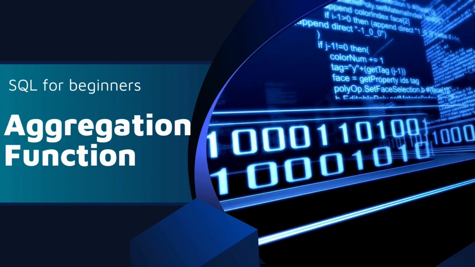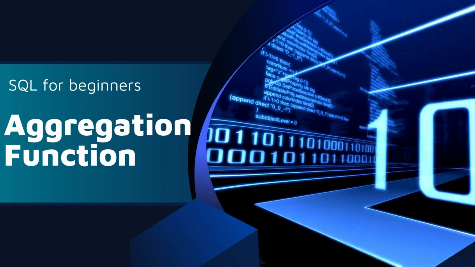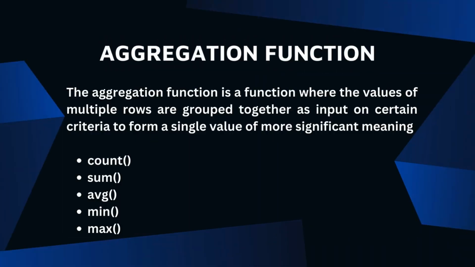In today's video, we are going to discuss what aggregation functions are. These are functions where the values of multiple rows are grouped together as an input, on certain criteria. These criteria will be count, sum, average, minimum value, maximum value. Basically, aggregation functions are mathematical functions which we use to find a specific value by using multiple inputs. So let's practically understand what aggregation functions we have here.